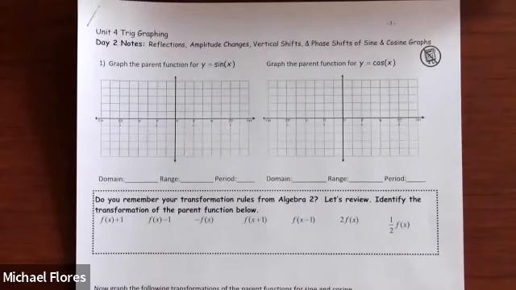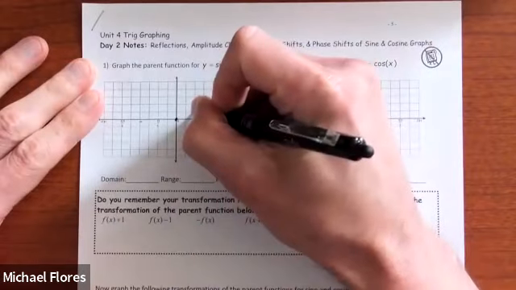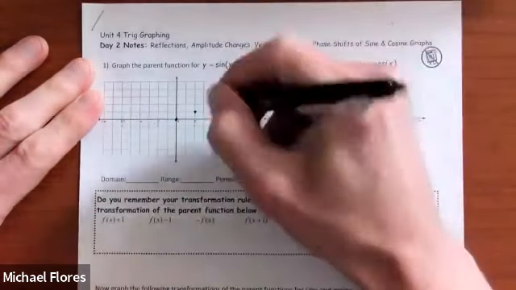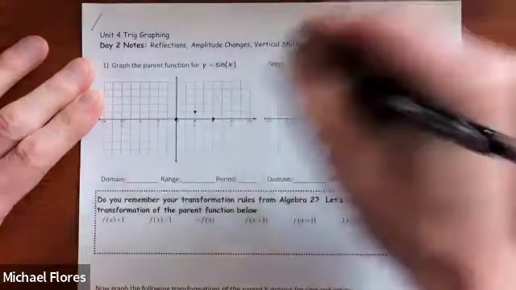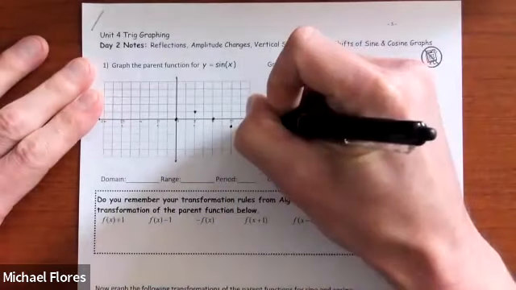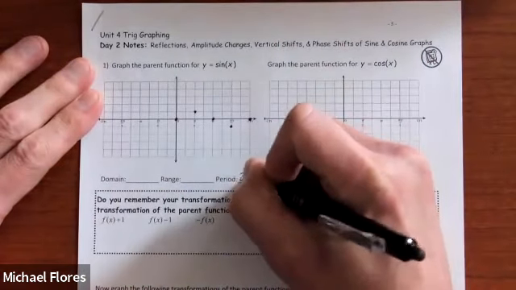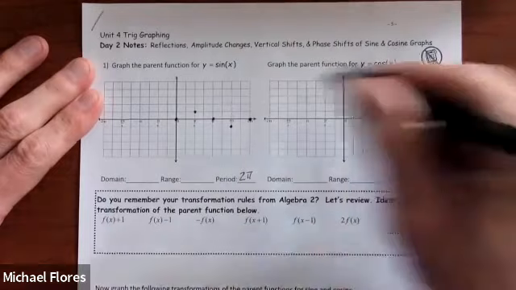Let's go. If we're going to graph the parent function for y equals sine of x, we're going to start here at the origin. And then pi over 2 comma 1, pi comma 0, 3 pi over 2 comma negative 1, and then 2 pi comma 0. We have now completed a cycle. It took 2 pi to complete that cycle.